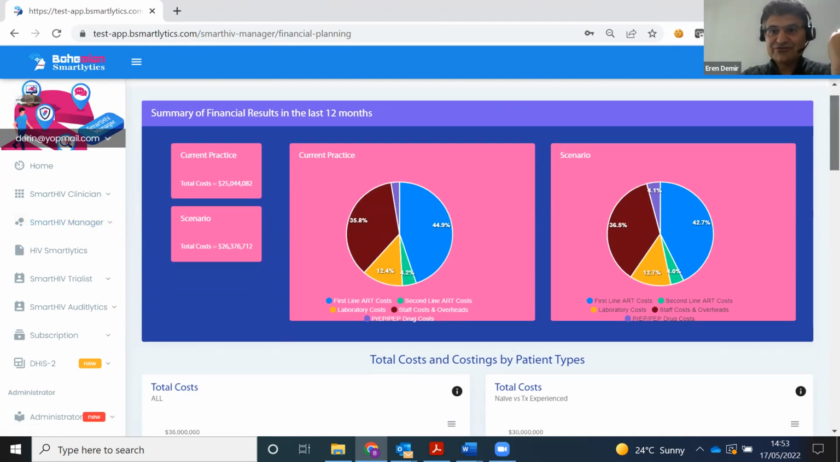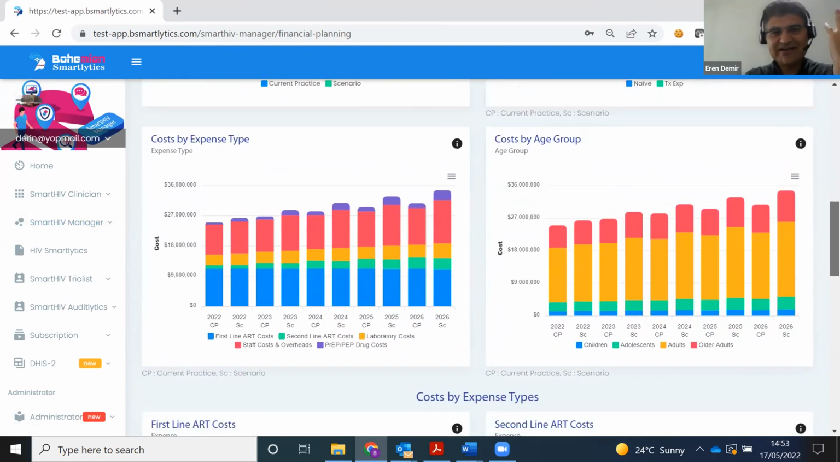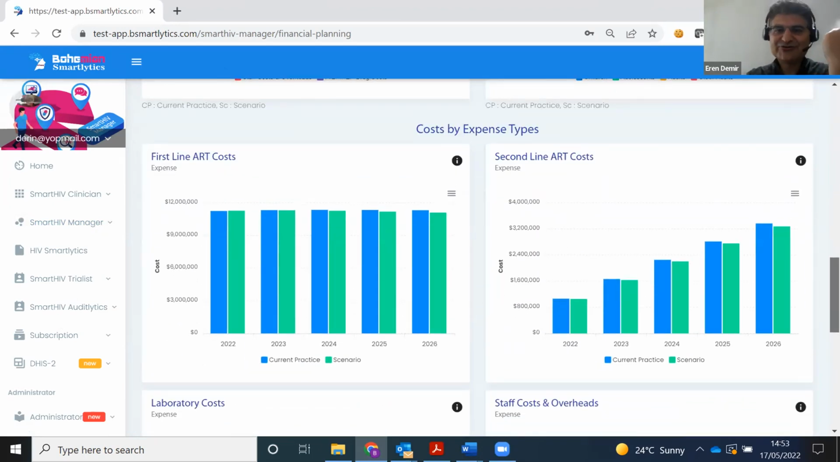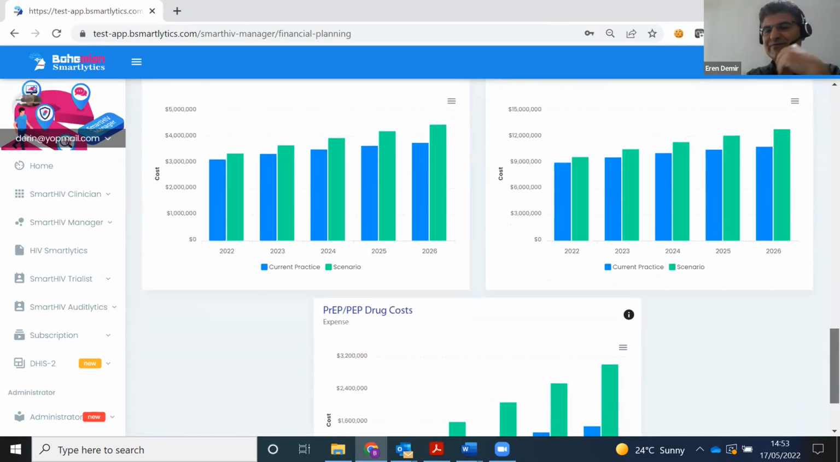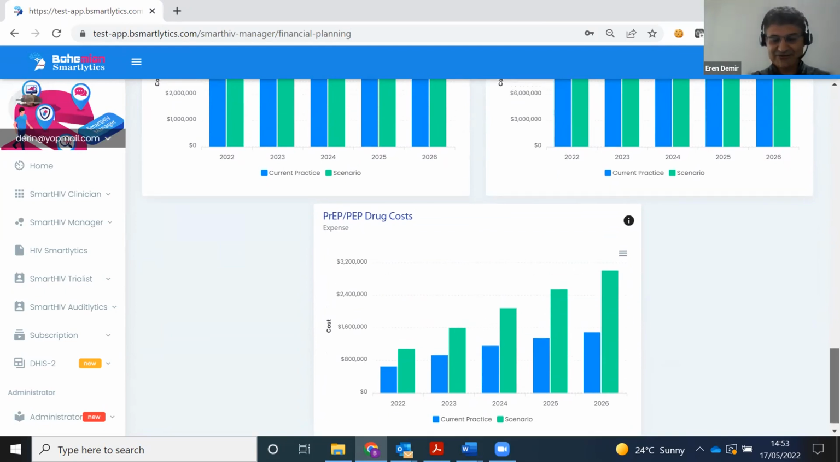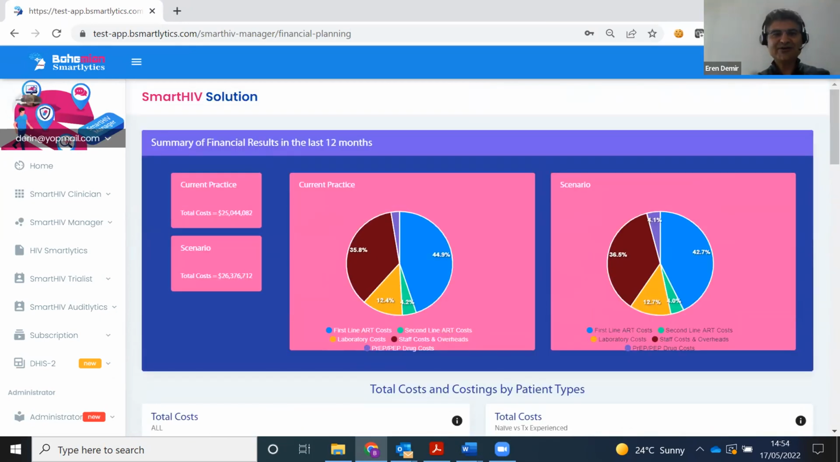There's lots of results around budgeting here. It's costs by age group, costs by expense type, laboratory costs, staff costs, and so on. So this is all about financial planning. So that's the SmartHIV manager in a nutshell. There are a few others that I want to demonstrate as well. Any questions before we move on?